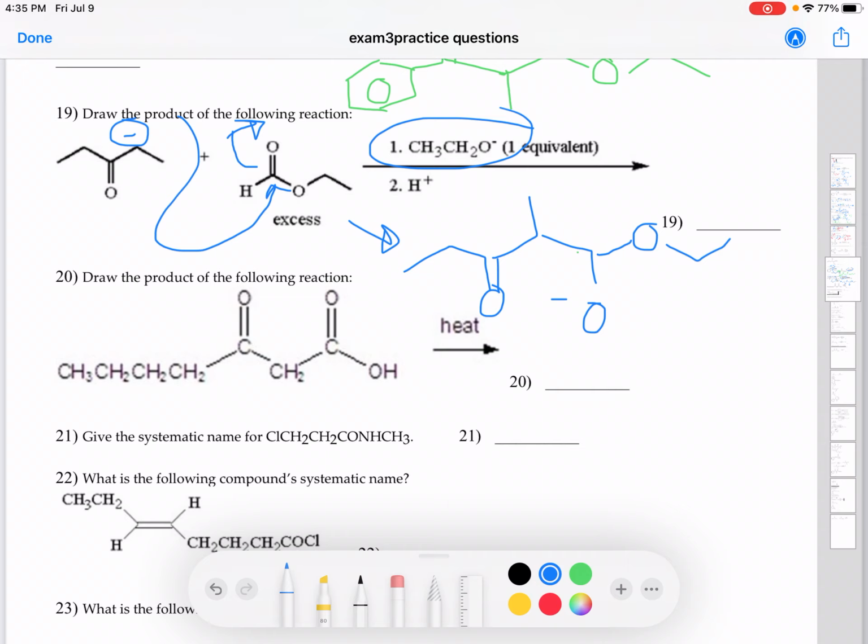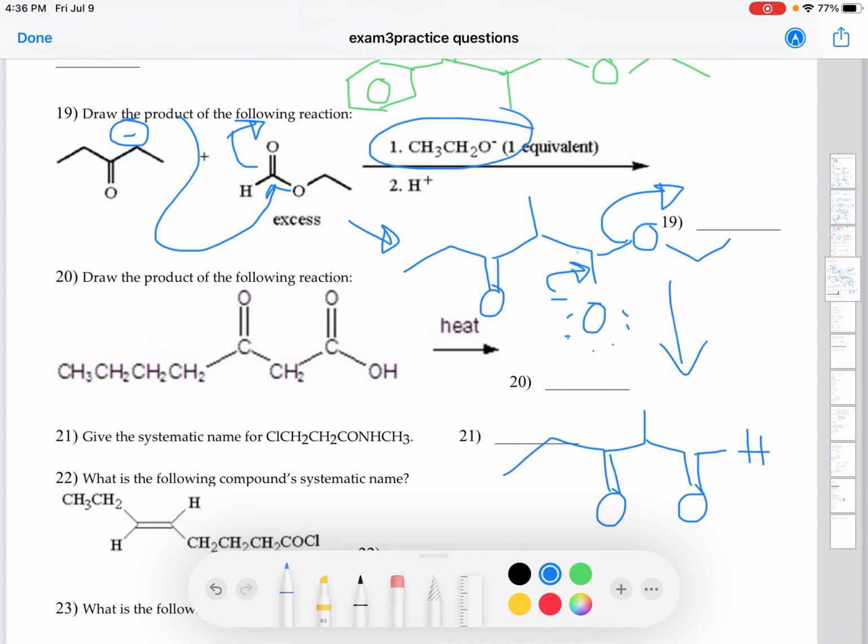Something like this. Okay, and in the next step, O minus will reform the carbon oxygen double bond and then leave this guy. Excuse me, and then the hydrogen that we have here. So that would be the product.